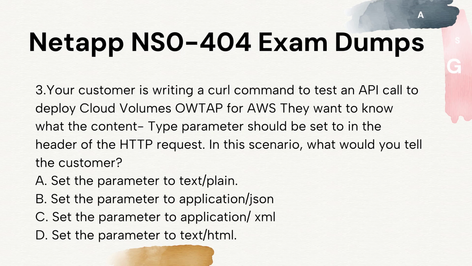3. Your customer is writing a curl command to test an API call to deploy Cloud Volumes ONTAP for AWS. They want to know what the content type parameter should be set to in the header of the HTTP request. In this scenario, what would you tell the customer? A. Set the parameter to text/plain. B. Set the parameter to application/JSON. C. Set the parameter to application/XML. D. Set the parameter to text/HTML.